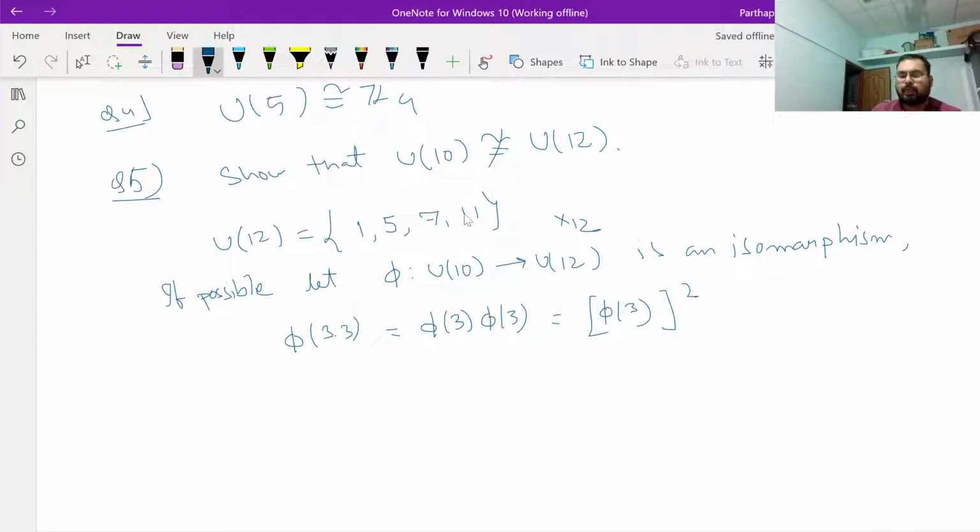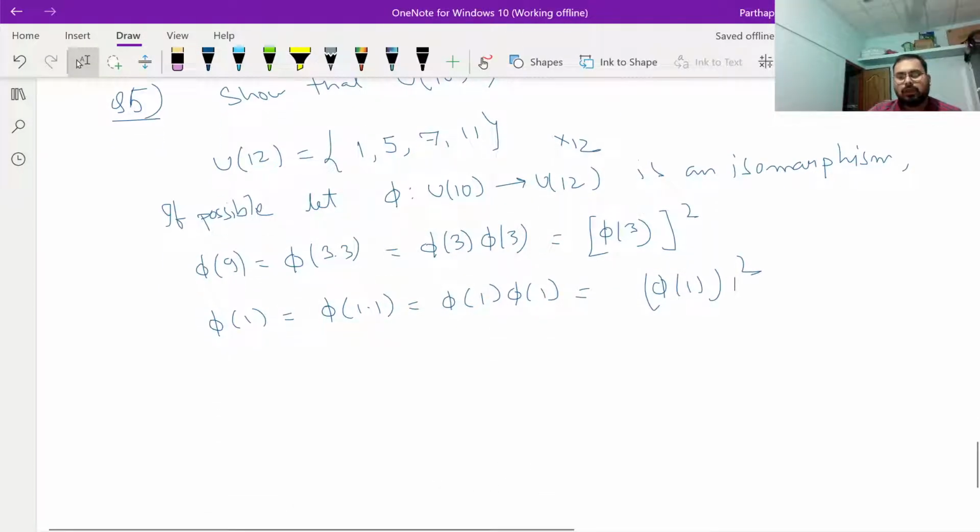Okay. Then phi of 3 into 3 means phi of 9. So phi of 9 is this. And what is phi of 1? Phi of 1 is again phi of 1 into 1. So this is nothing but phi of 1 into phi of 1 by the property of homomorphism. So this is again phi of 1 whole square. Now we observe that x square is equal to 1 for all x belongs to U12.